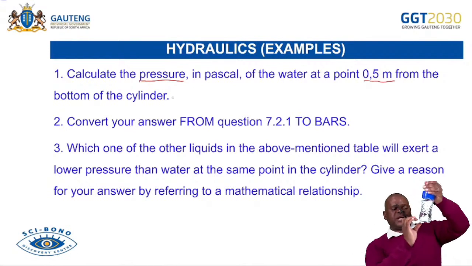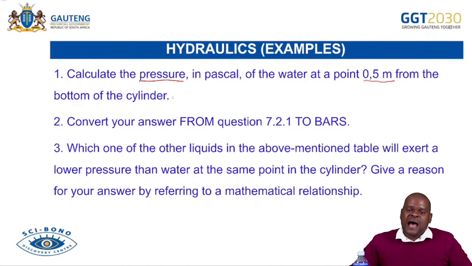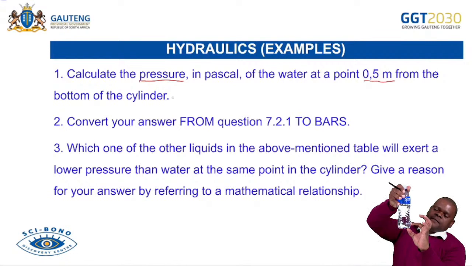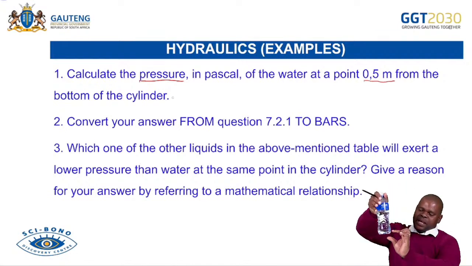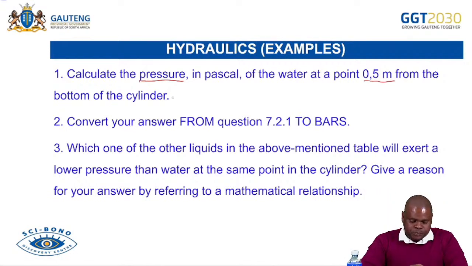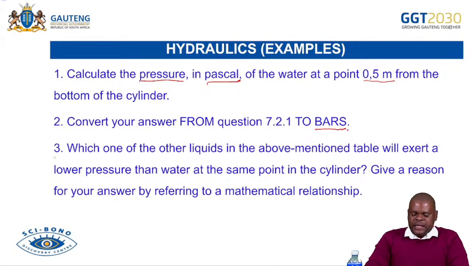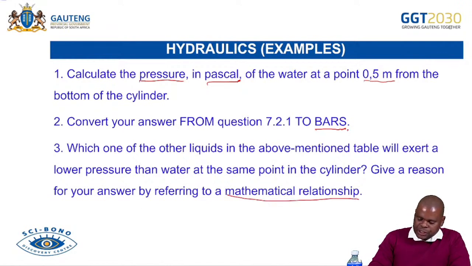Are we together? And then if we want the pressure up to here, what does that tell us? That means the water from here to here is the one that exerts that pressure. You'll see when we give you the solution. That means this is 0.5. That means 1.5 is the one that exerts the pressure on this water that is at the bottom. Are we together? Yes. And then 2, they said, convert your answer from 7.2.1 into bars. It is given in Pascal. Now they want it in bars. And then 3, which one of the other liquids in the above mentioned table will exert a lower pressure than water at the same point in the cylinder? Give a reason for your answer by referring to the mathematical relationship.